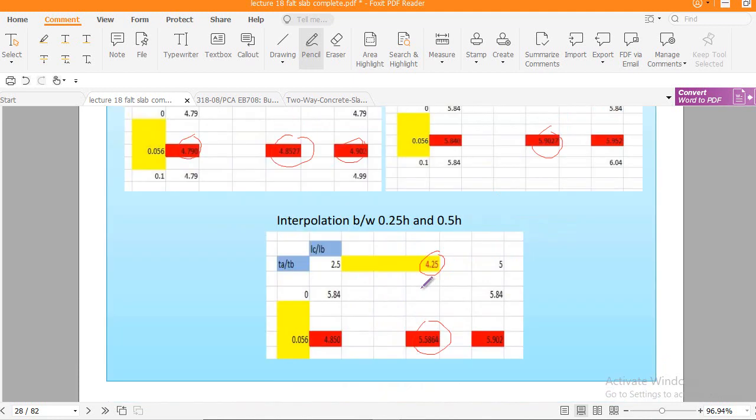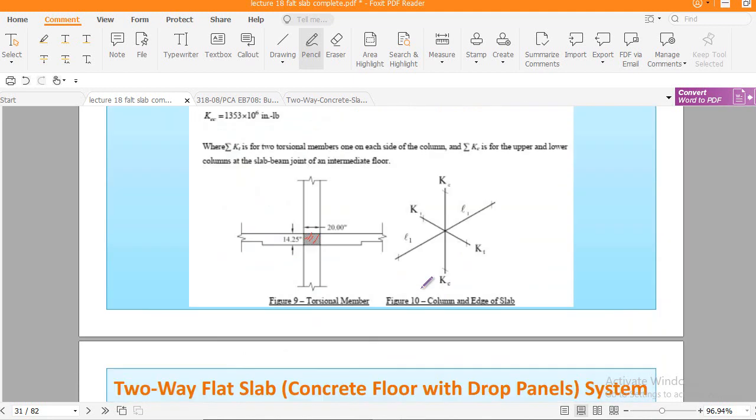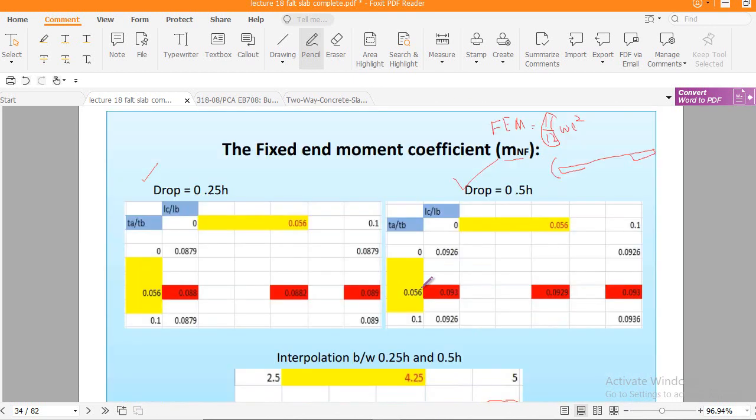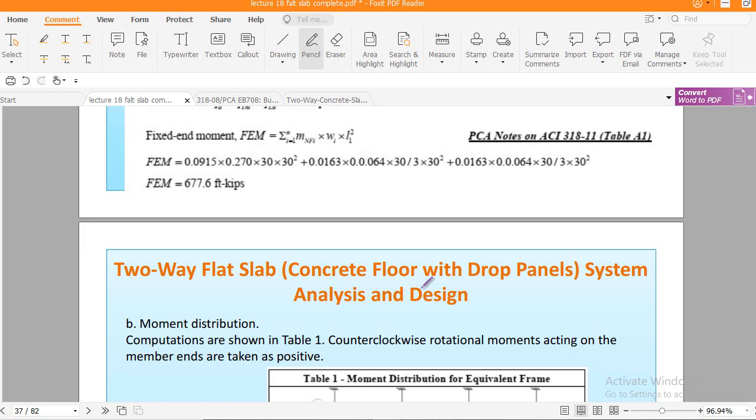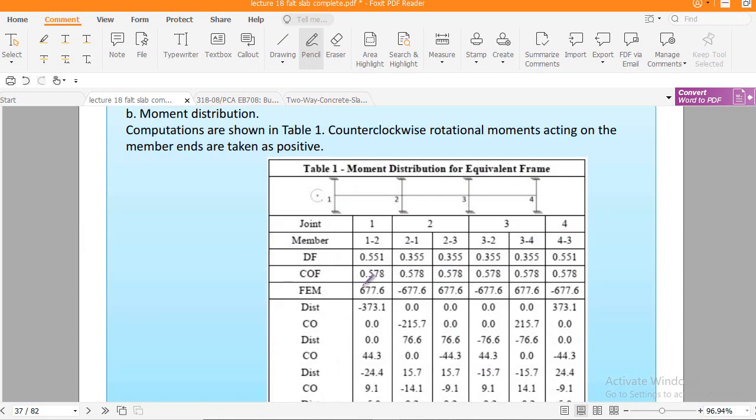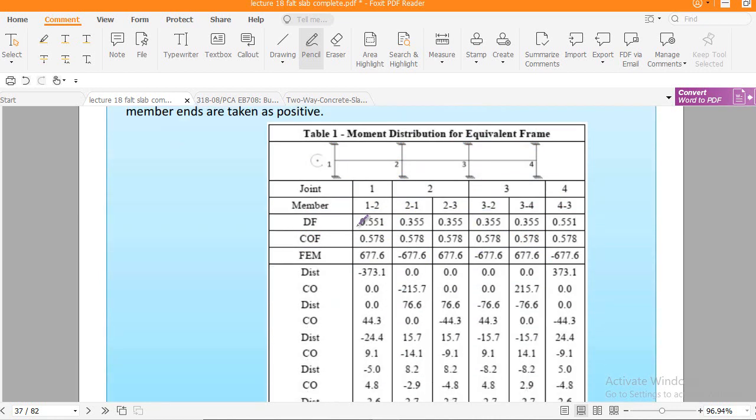Now after finding your fixed end moment coefficients, you have to use and run your moment distribution tables. What we have to do here is simple. We have joints 1, 2, 3, 4. At joint 2, we have members 2-1 and 2-3. At joint 3, we have members 3-2 and 3-4. These are the members, and this is the distribution factor. We already calculated these values. The carryover factor is taken from the calculations from those four tables. I already explained this in lecture number 18.